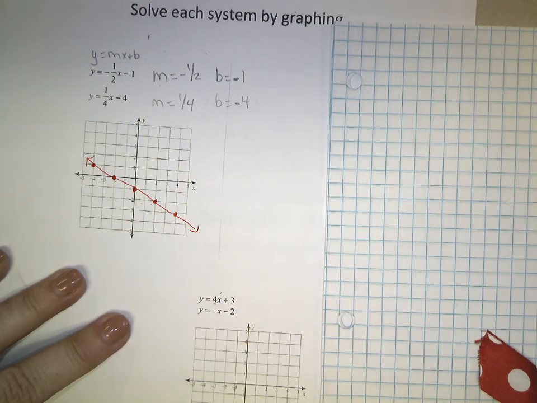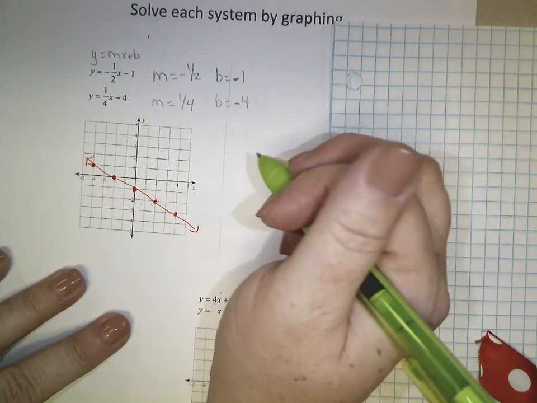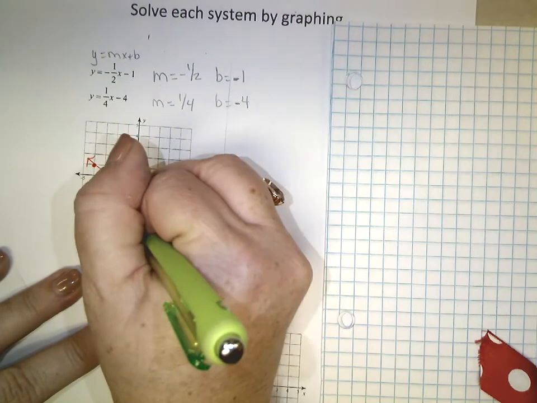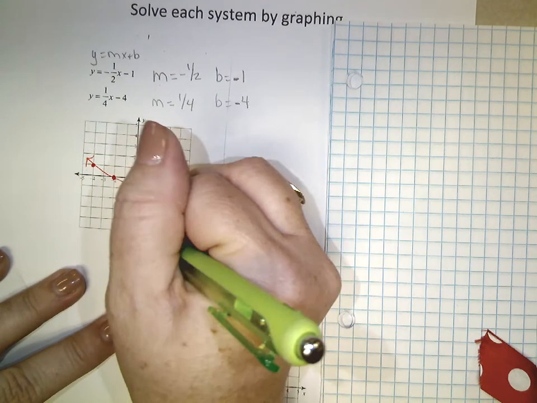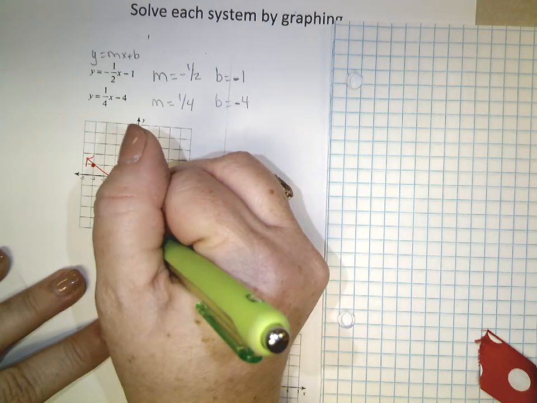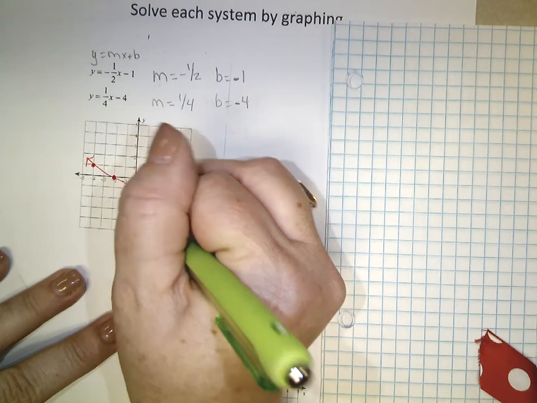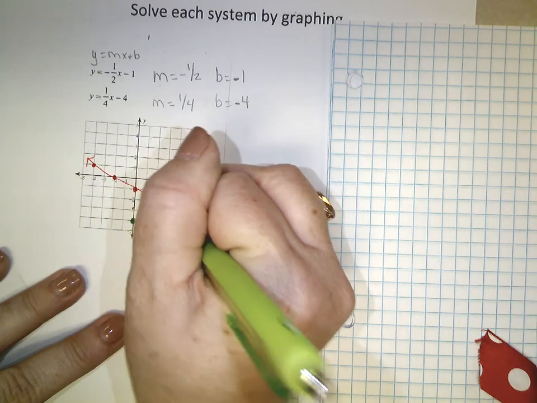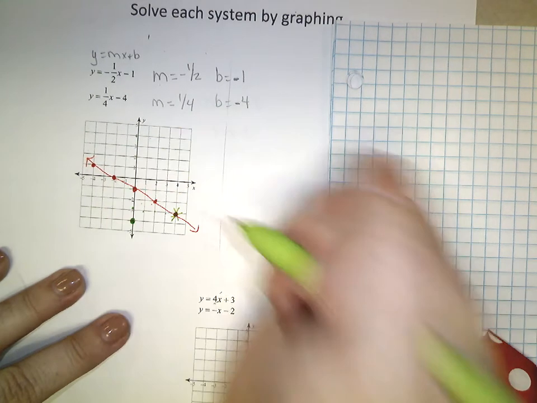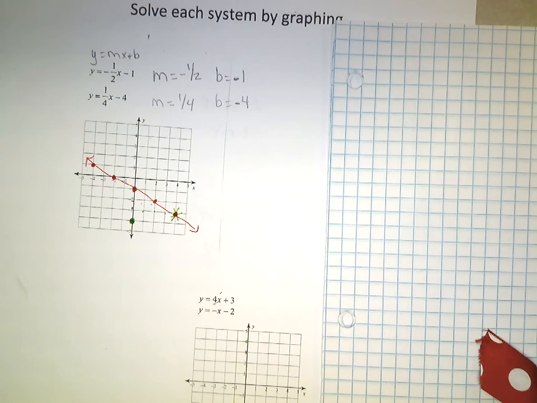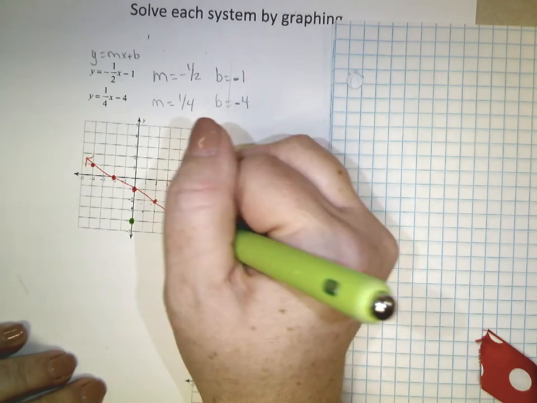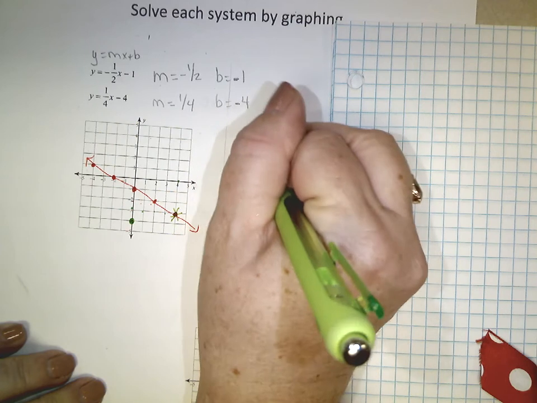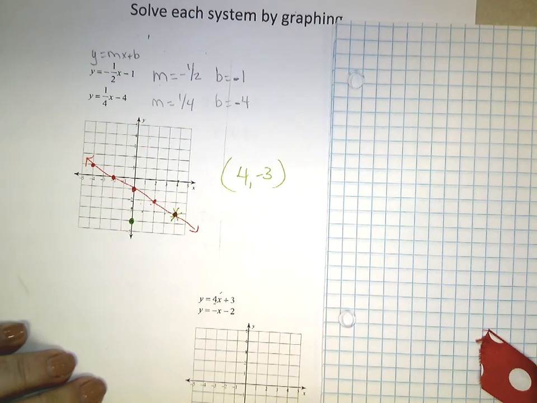So now let's look at the other equation. I'm starting at negative 4. And both of these are positive, so I'm going to go up 1, 1, 2, 3, 4. Well, look at that. Right off the bat, we find where they intersect. So our intersection is at 4, negative 3. That is the solution for this problem.